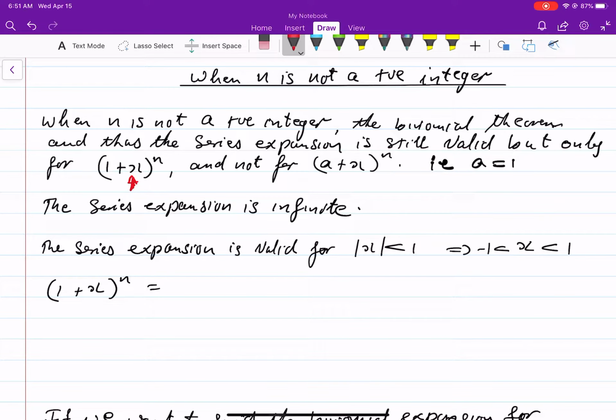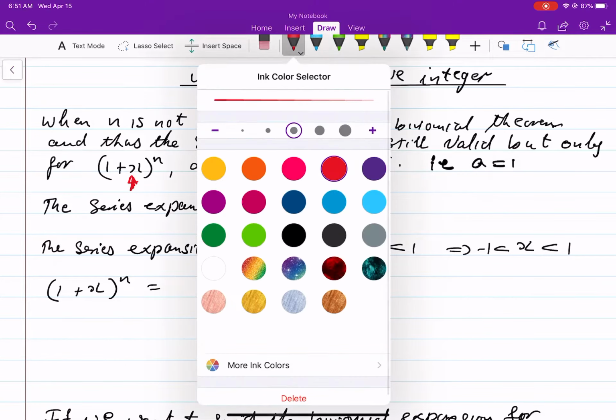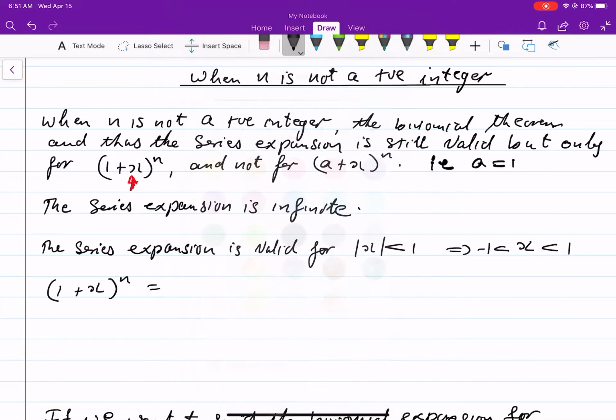So the expansion is only valid for the modulus of x being less than 1, or x being between minus 1 and 1. Compare that with when n was a positive integer. What's the difference? In that case, the series expansion was valid for all values of x belonging to the set of real numbers. So when n is not a positive integer, the series expansion is a little more restrictive. You're only allowed to expand this series for the modulus of x being less than 1, x being whatever term appears after the 1 in 1 plus x to the n.